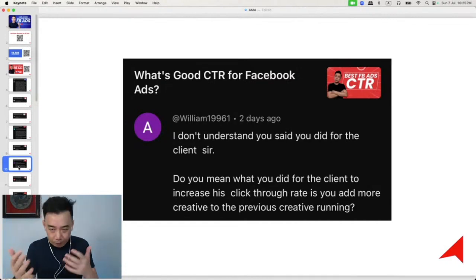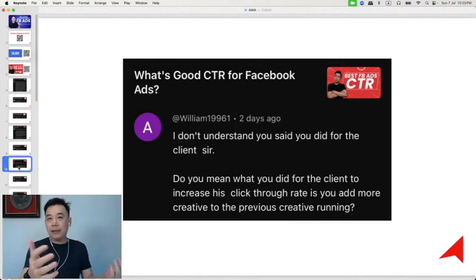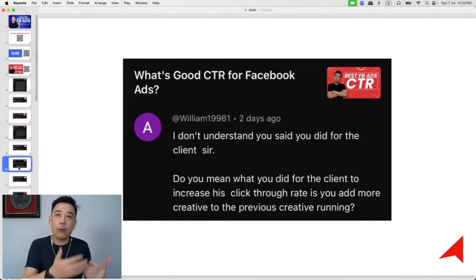But if you're asking whether we add more creative to the previous one, no, actually. What we usually do is we may split different ad sets to test different creative. Adding more is a way to do it, yes, but we have to be really careful about how we add it in. We do not have more than 5 creatives at one go in one ad set, because the budget will not be distributed evenly. But eventually it's really about one step at a time.